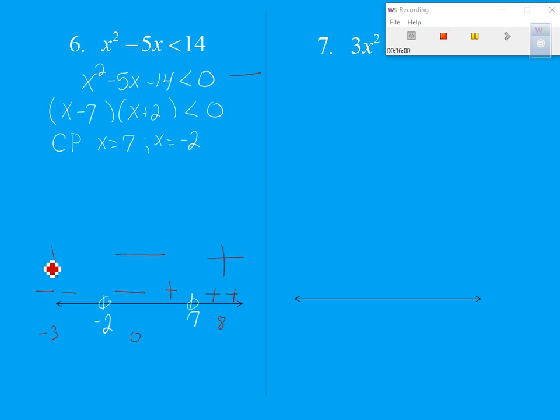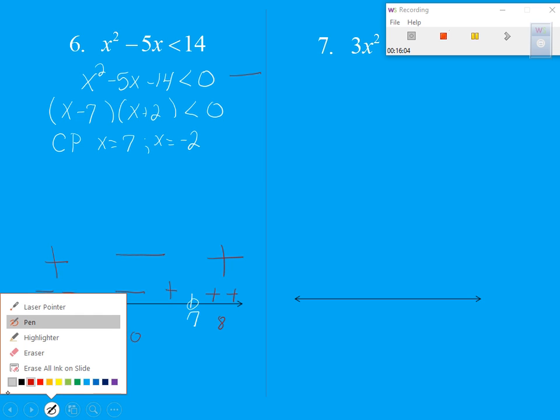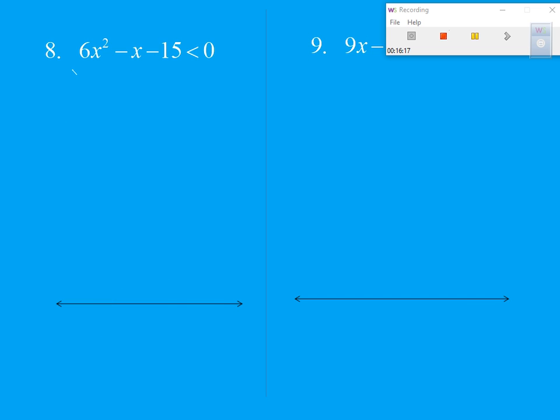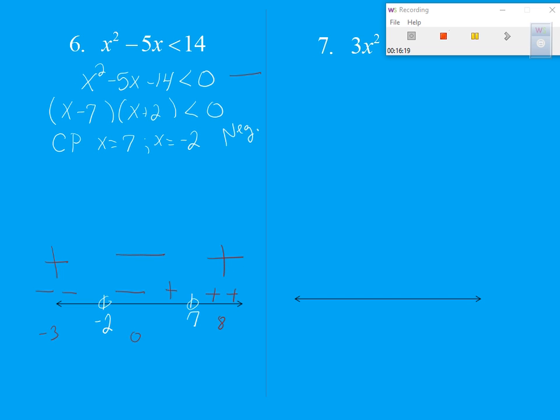So what does this tell you? Any number in the whole wide world that you would pick less than negative 2 is going to give you a positive number. Now, we just decide if we want it or not. Since it says less than 0, we're going to go find the negative areas. Well, the negative area was right there in the middle. So my solution is negative 2 to 7, and I use parentheses because it just said less than. It did not say less than or equal to.